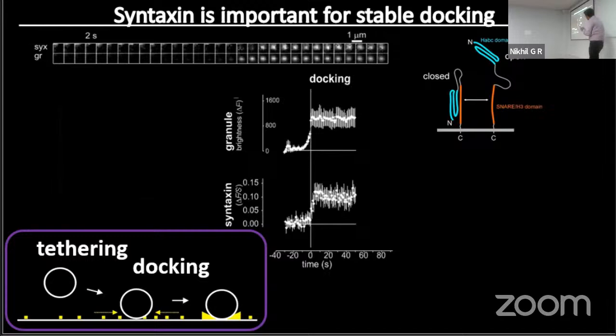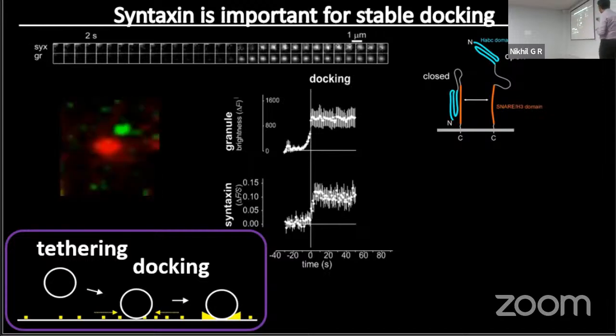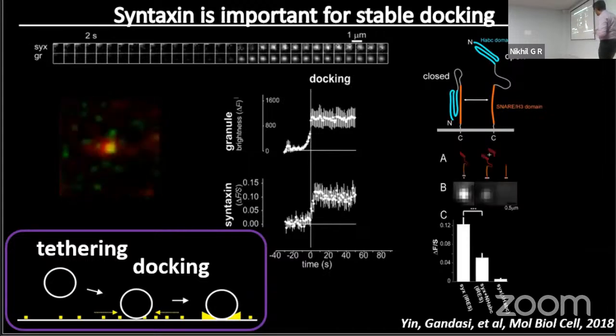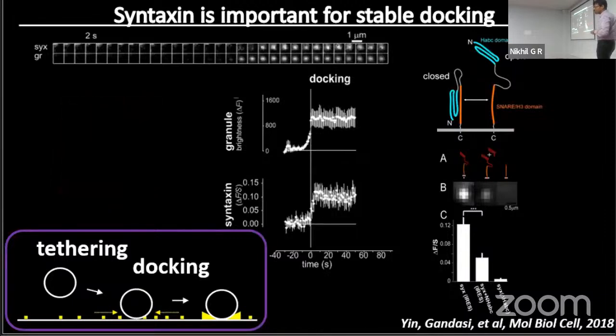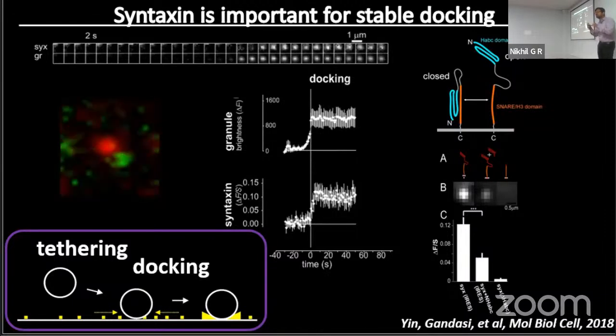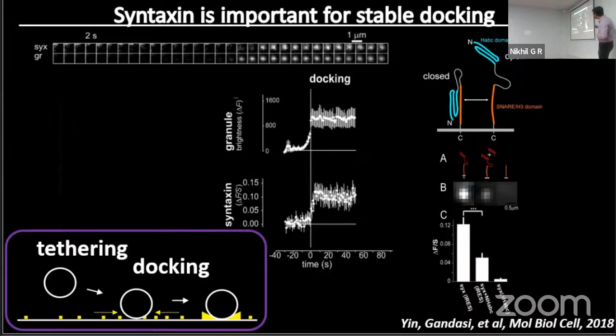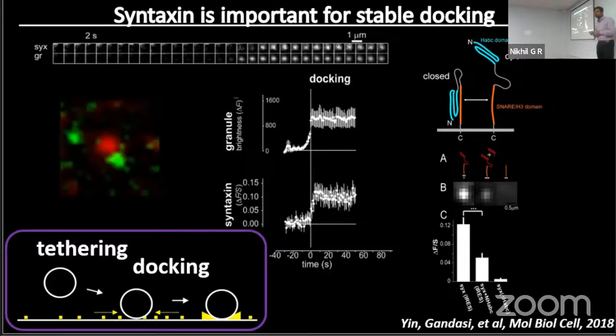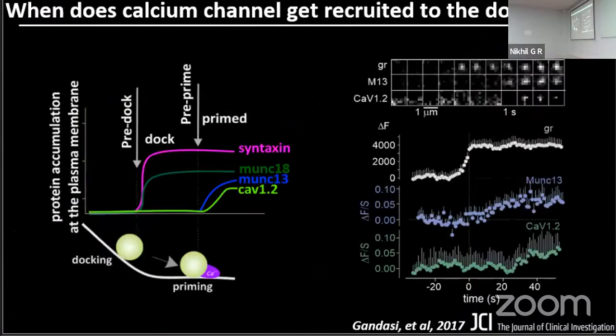This is very important because what we did was, this is the structure of syntaxin. I'll not go into the details of it. We tried to knock off each domain of syntaxin to see what happens. And when we take off one of the domains, called the HABC domain, which is the main part that interacts with the granule, you see there is very little docking that takes place, almost no docking. Which means that the HABC domain of syntaxin is important, right?